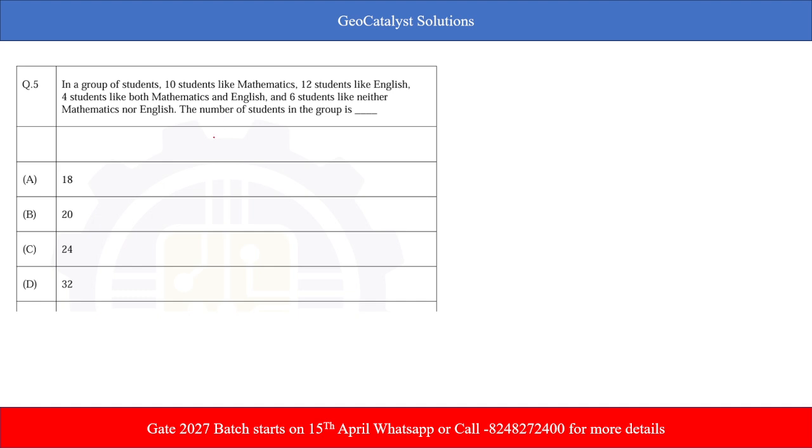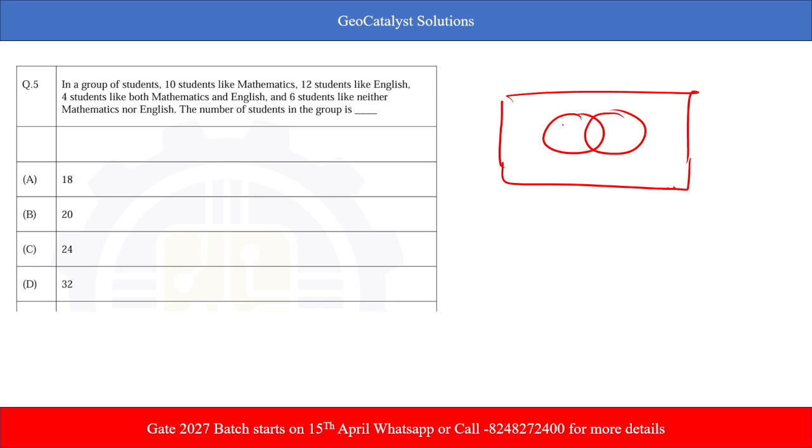Coming to question 5. So question 5 was easy. Now we'll see that. So always draw the figure. Now first figure which we should consider, which is the common part. So common part, four students like both math and English. So this is 4. Okay. Now 12. Okay. So this is math, this is English.